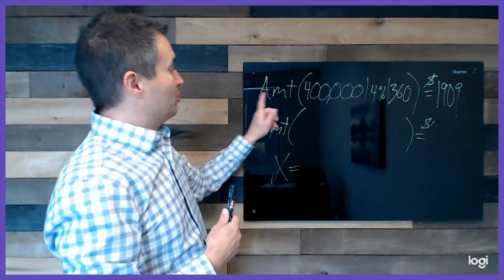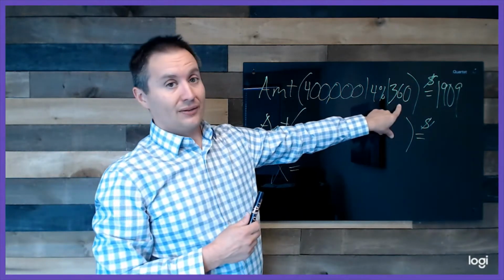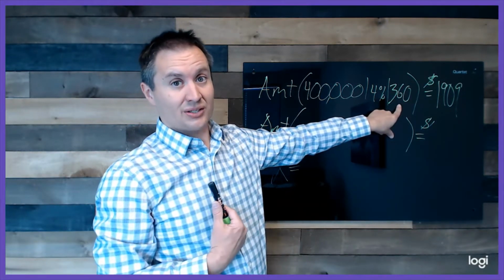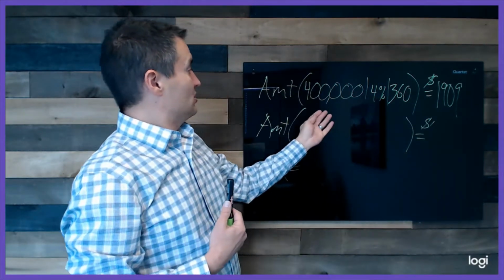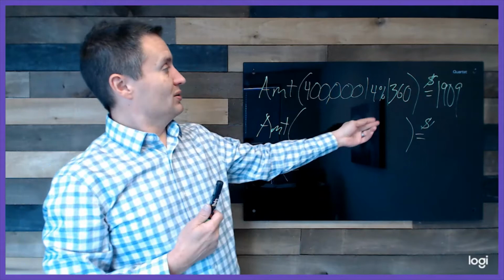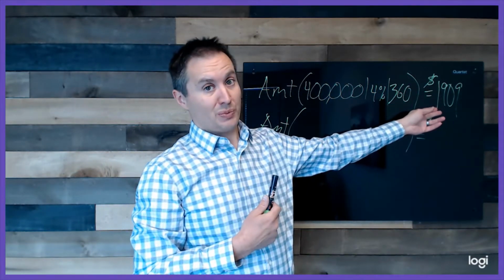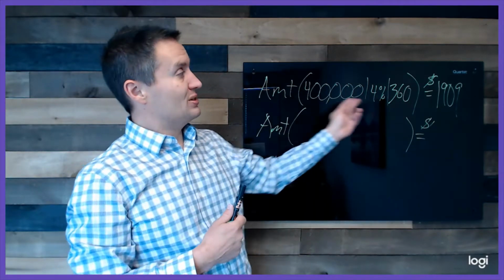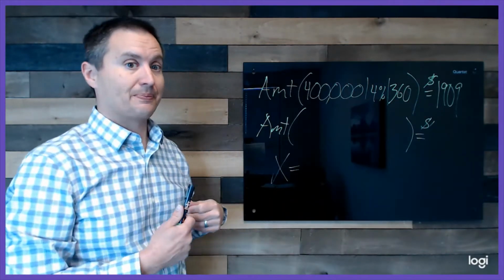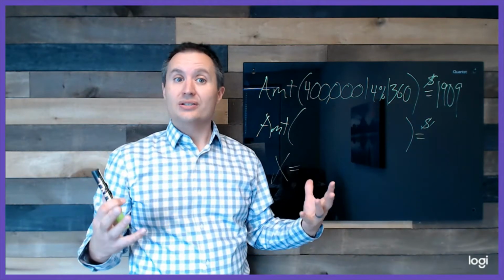We plug in a loan amount, an interest rate, and the term of the loan, in this case 360 months, which is 30 years, and we come up with a monthly payment. So in this situation, you have $400,000, a 4% interest rate, and 360 months. The monthly mortgage payment is going to be $1,909. That's the amortization calculation. Now, when we're calculating APR, we rearrange these numbers.